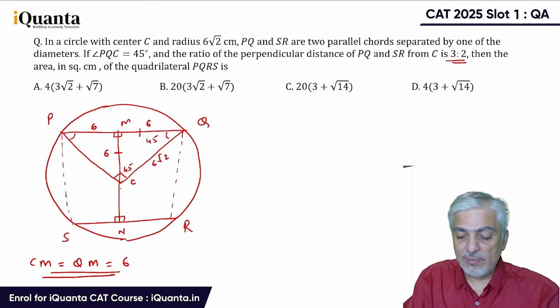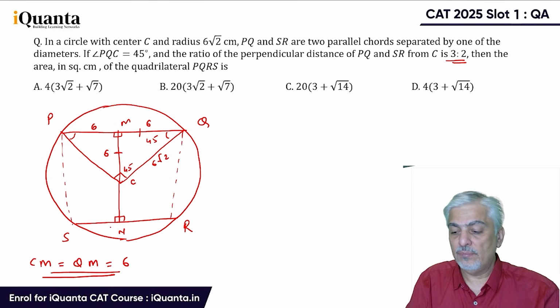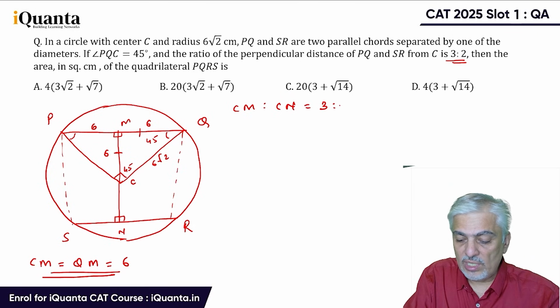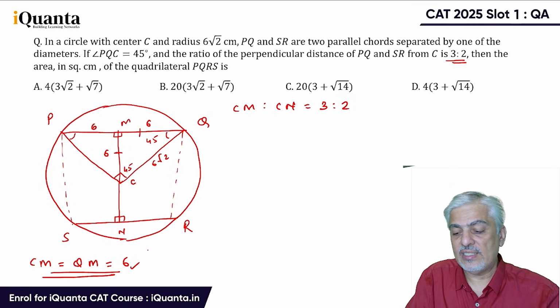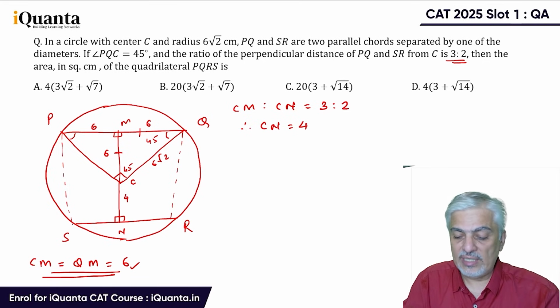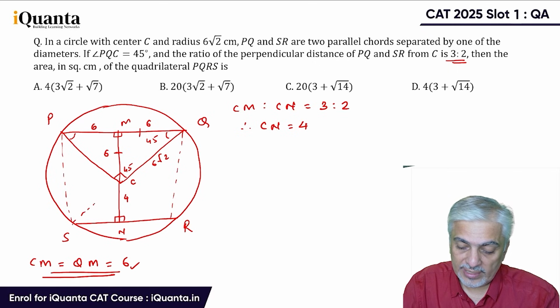Now if CM is 6, what is CN? Because their ratio was 3:2. CM to CN was 3:2. So if CM is 6, therefore CN will come out to be 4. So I've got CN as 4. And once I got CN as 4, remember I still know the radius over here. Let's take this as the radius. This is still 6 root 2.